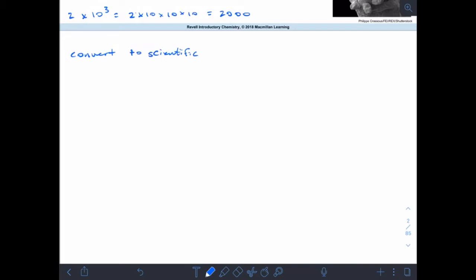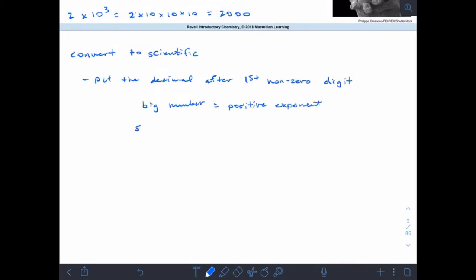When we convert numbers to scientific notation, the first step is to put the decimal place after the first non-zero digit. Now if you have big numbers, a big number will get a positive exponent. And small numbers will get a negative exponent.